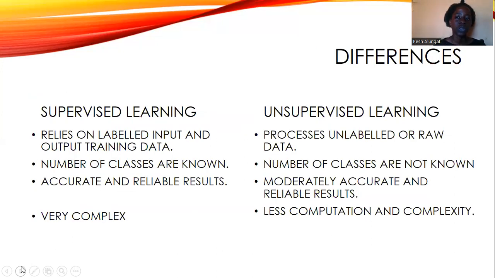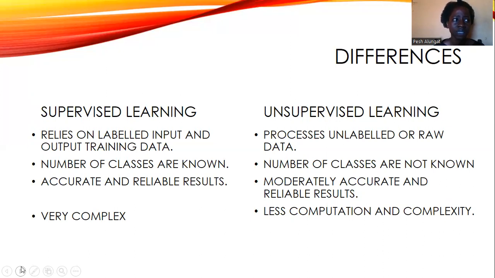Here we are going to look at the differences between supervised learning and unsupervised learning. Supervised learning relies on labeled input and output training data, which is not the case for unsupervised learning. Its number of classes are known, whereas the number of classes in unsupervised learning are not known.